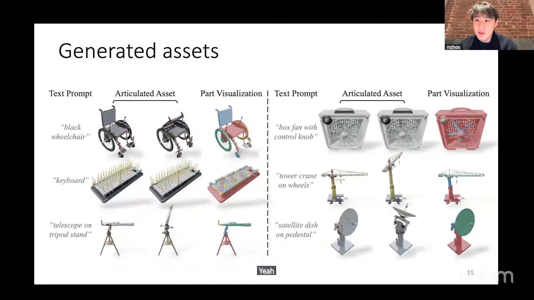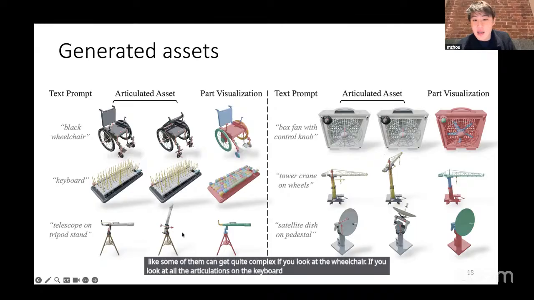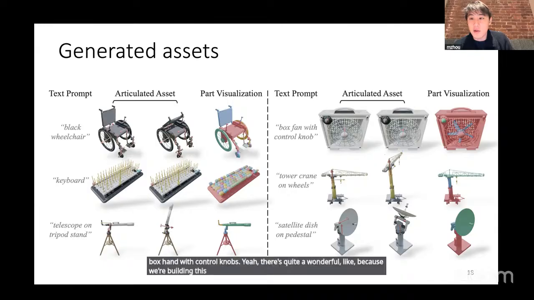Yeah, these are some examples of generated assets from Articraft. As you can see, some of them can get quite complex if you look at the wheelchair, or at all the articulations on a keyboard. This is the telescope we talked about, satellite dish, tower crane on wheels, boombox with control knobs. Because we're building this on top of frontier LLMs, you get all the benefits and all the generality of the frontier LLMs. You can generate quite a wide array of different types of objects.